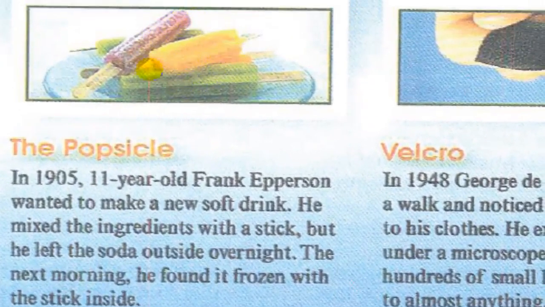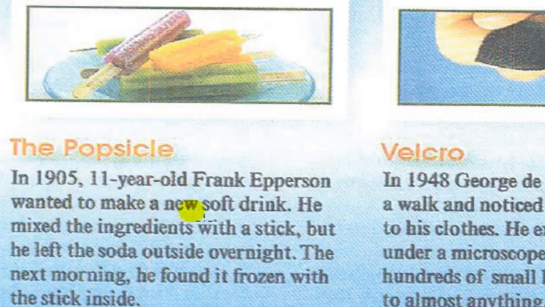Picture 1, what's this? Is that ice cream? What is this? This is the popsicle. The popsicle, this is in 1905. How did it happen? 11-year-old Frank Epperson. So this is the name of the boy. He was Frank Epperson and he was 11 years old in 1905, more than 100 years ago.